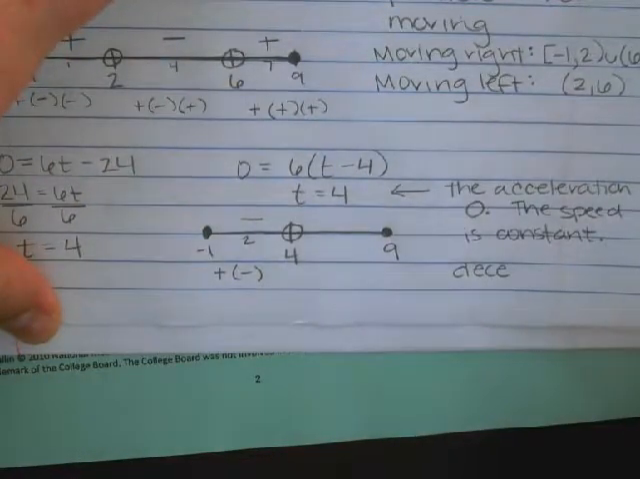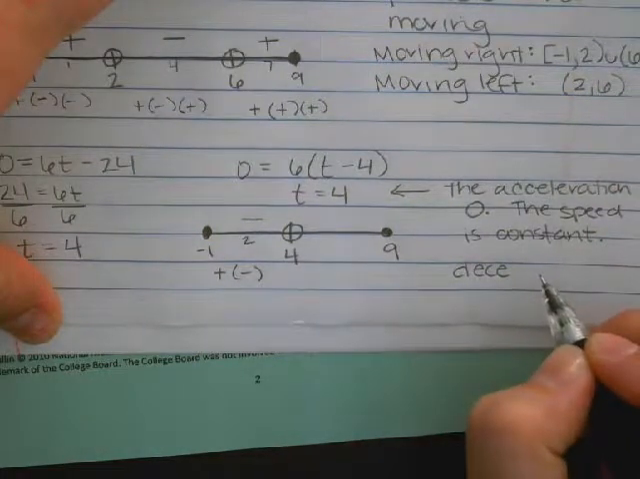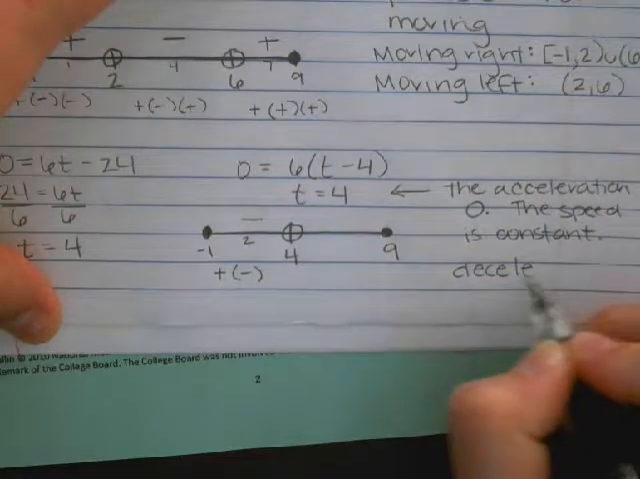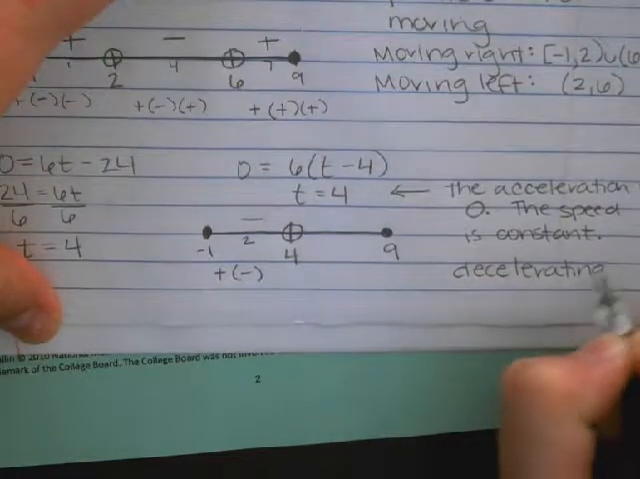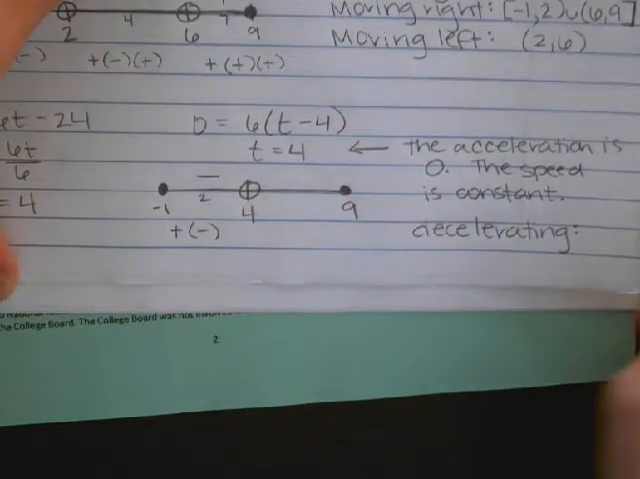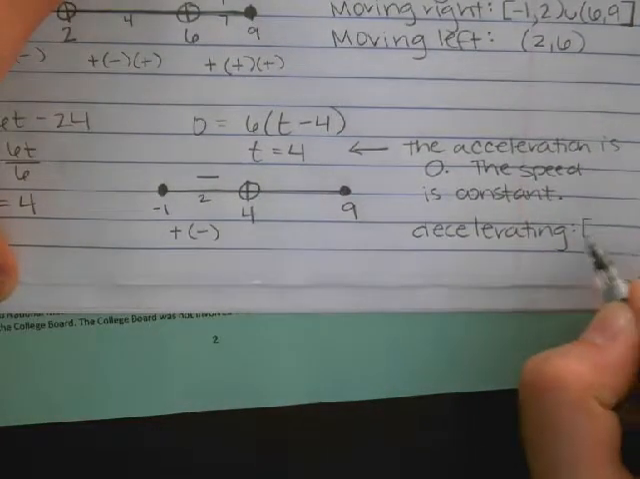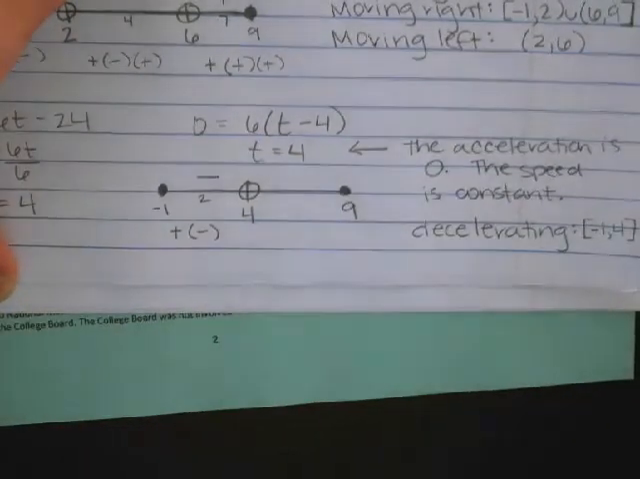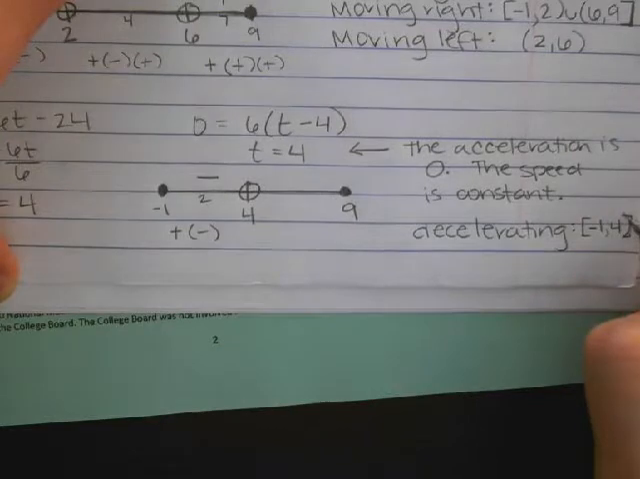Does anyone know how to spell decelerating? Two C's? Decelerating? Does that look right? Decelerating? Okay. It is decelerating from -1 to 4. Yep, not bracket. Don't copy that. Parenthesis. Okay.